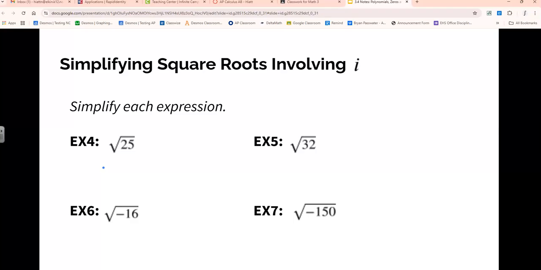Before we can worry about that too much, we need a little bit of review on how to simplify radicals so we can remember what to do with these i's that will show up. The first two are not going to be imaginary. What is the square root of 25? That's just going to be 5, because 5 times 5 equals 25.